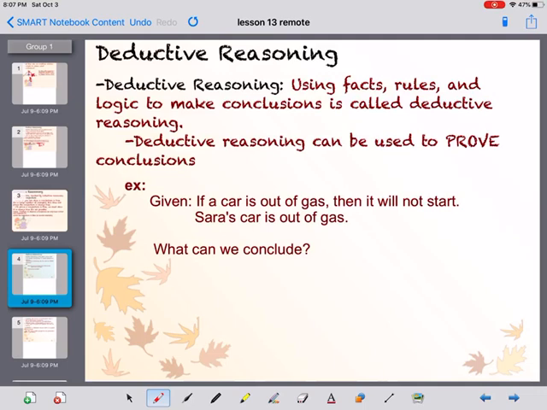So a simple example of deductive reasoning, given: if a car is out of gas, then it will not start. I think we all could agree with that, right? So if I tell you Sarah's car is out of gas, what can you conclude? What do you guys think? Hopefully you said, well, her car is not going to start, because that's a fact, okay? That's what deductive reasoning looks like.